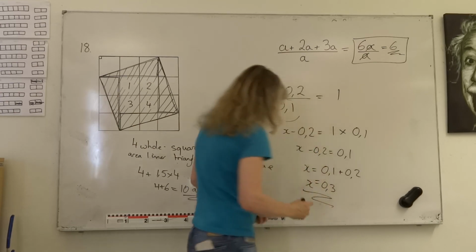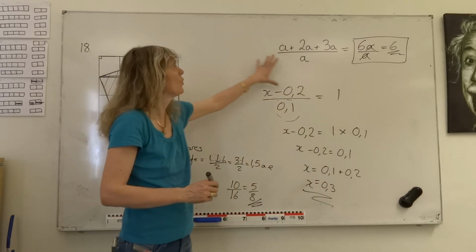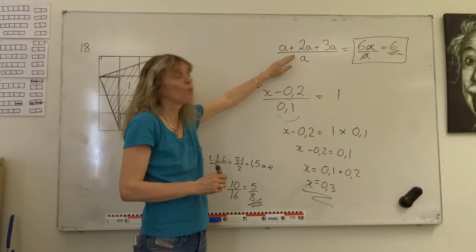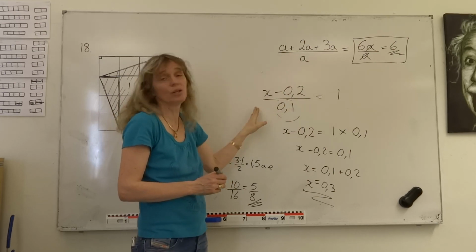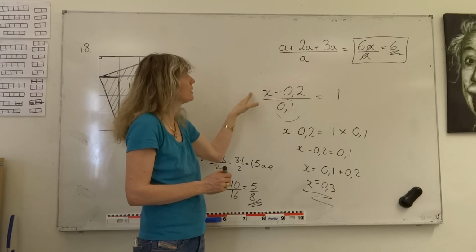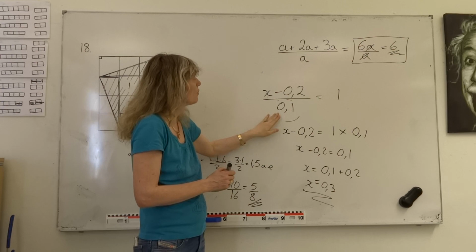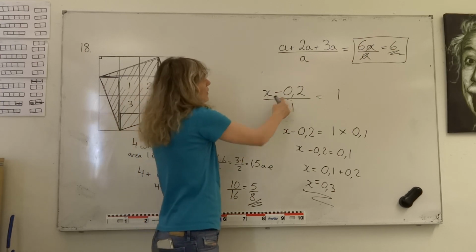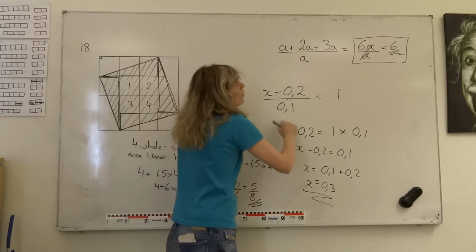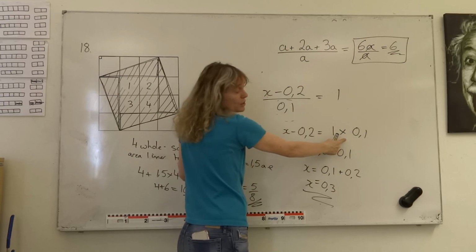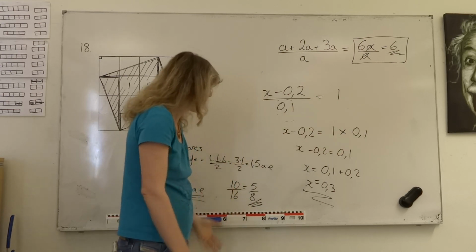So you have to practice manipulating with algebra, understanding when you can cancel and when you can't cancel. If there's plus or minus signs involved, you can't do any cancelling like that, and yes, you cancel everything when it's only multiplication. But when you've just got one term down here, divide by 0.1, you can move it to the other side and give it a multiply 0.1. And yeah, good luck with those.